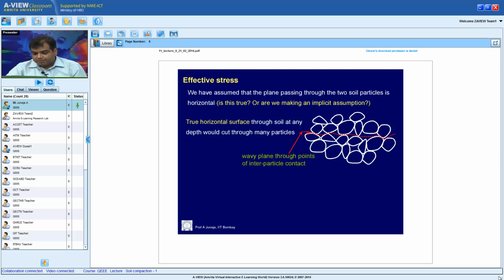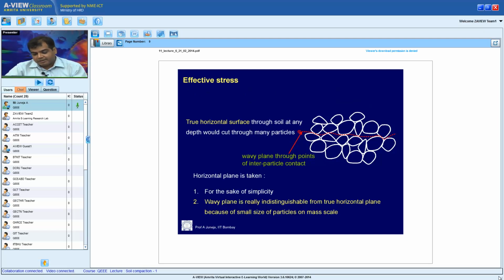So if I want to join a line between particle to particle contact, the line would be wavy. It's no longer a straight line. So are we really correct in assuming that the vertical stresses which are transmitted through the particles are transmitted along a horizontal plane? Many engineers say or claim that it's quite convenient to assume this to be a horizontal plane, because for the sake of simplicity, yes, it makes my life very simple if I just assume this plane to be simple.